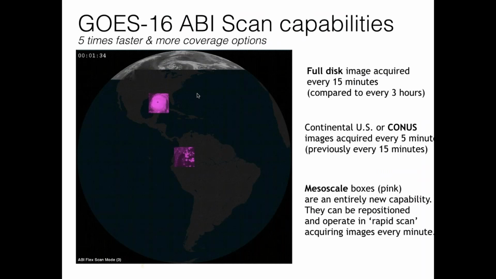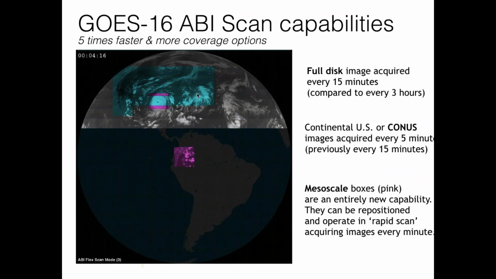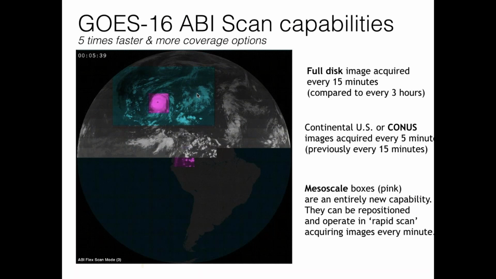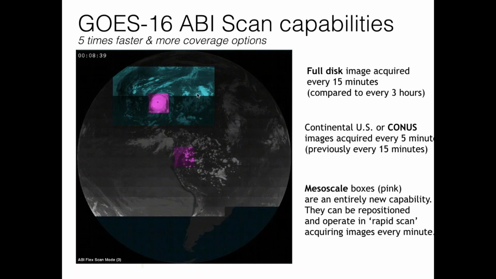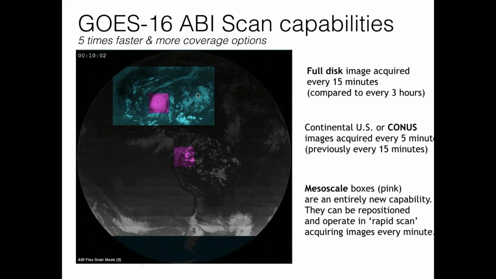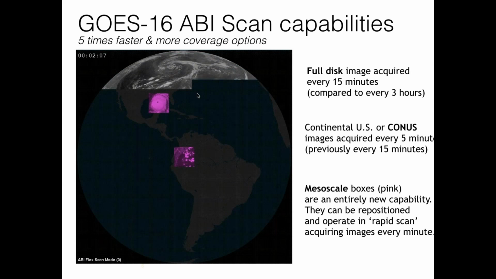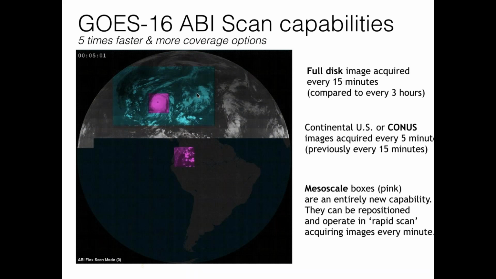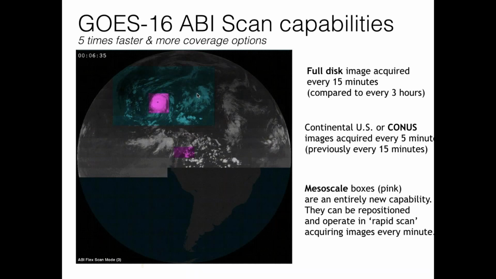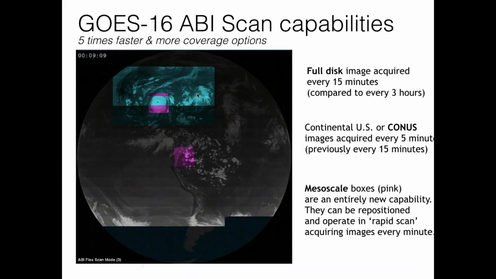The ABI instrument can operate in many modes. Each mode defines a particular scanning strategy. This animation illustrates the base mode or mode 3 strategy. In the space of 15 minutes, the instrument can scan one full disk, 3 continental US images, and 30 mesoscale images at the same time.